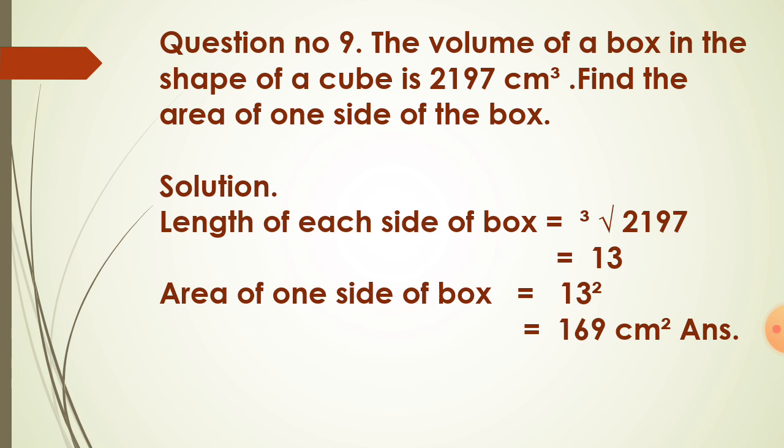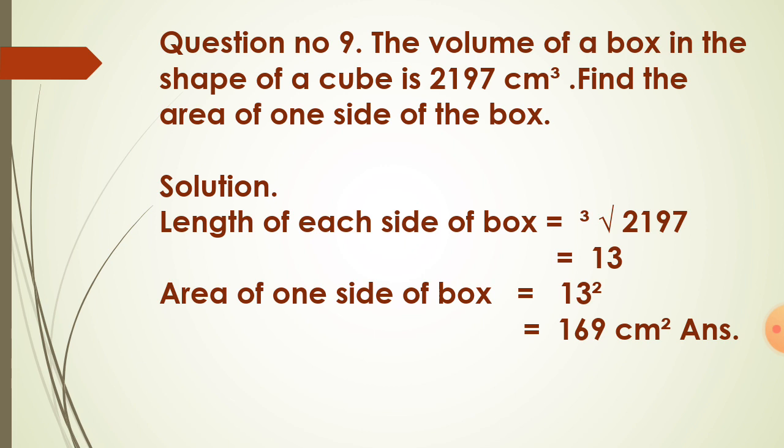Solution: length of each side of the box. In the question it was given, cube root 2197. In the calculator, there is a sign of cube root. Press it and type 2197. The answer will come 13.